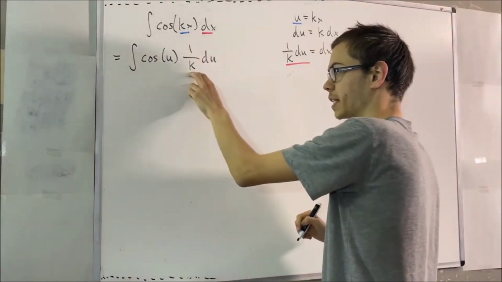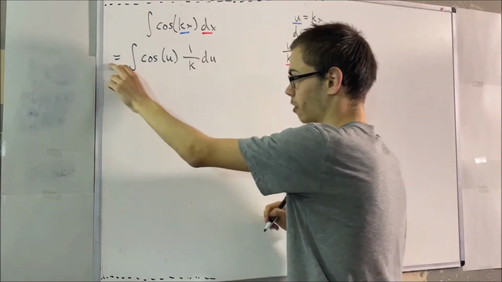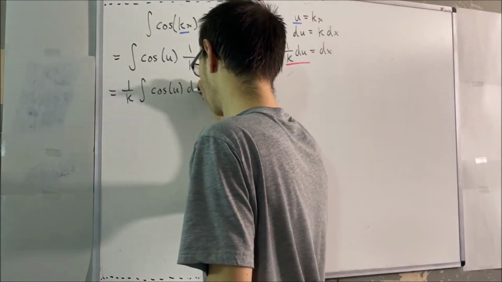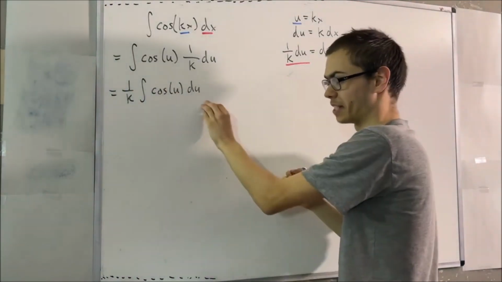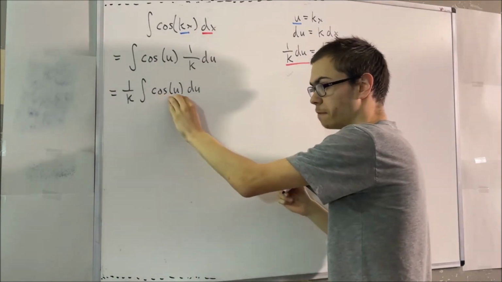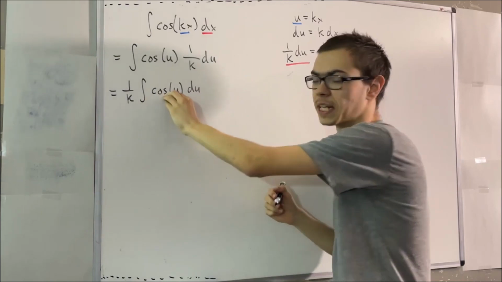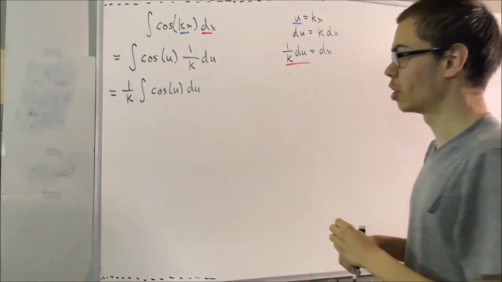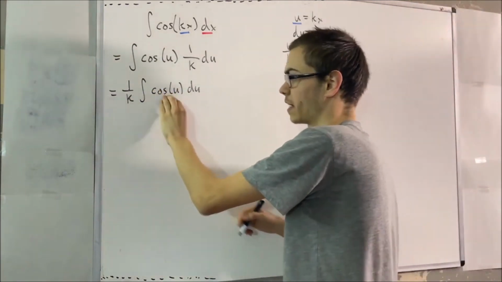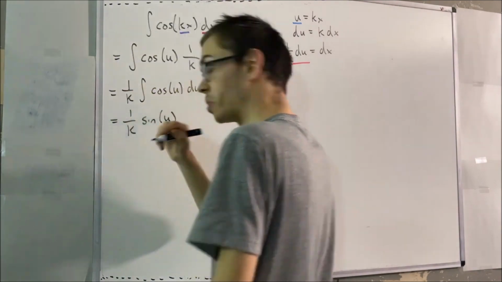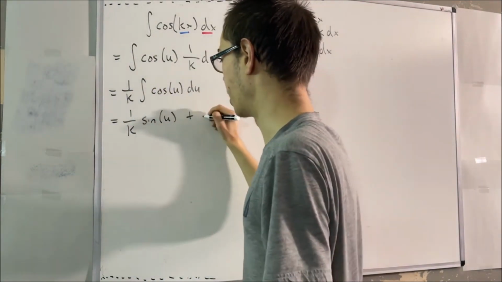Now, 1 over k is just a constant, so we can pull that to the outside of the integral. So the integral that we're evaluating at this point is just the integral of cosine of u du. But if you recall, the integral of cosine is just one of our basic trig integrals. We know that the integral of cosine is sine. So this is what we get. And of course, we have to add a plus c.